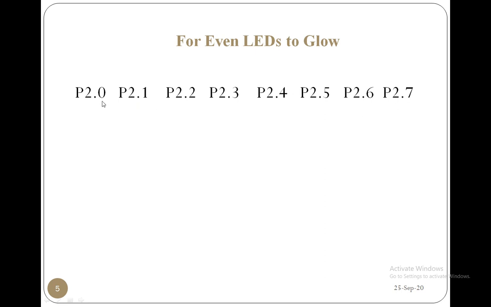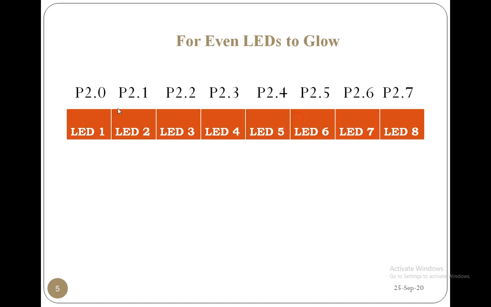LEDs are connected to all these pins on the board. So port 2 pin 0 is the first LED, port 2 pin 1 is the second LED, and so on up to port 2 pin 7, the eighth LED. So 8 LEDs are connected to the port 2 pins 0 to 7, right? Now our aim is to activate the LEDs. So how do we activate the LEDs? We have to give a one to the LED to activate it.